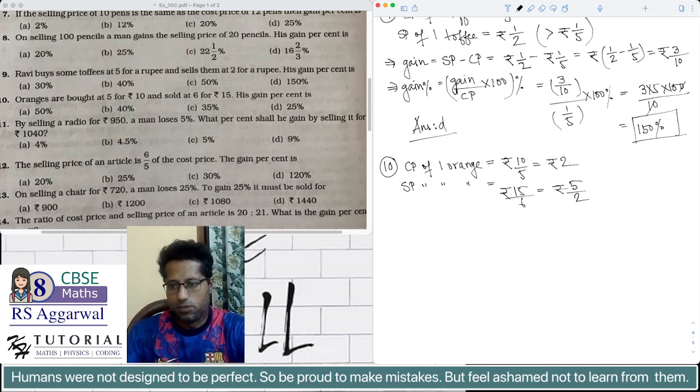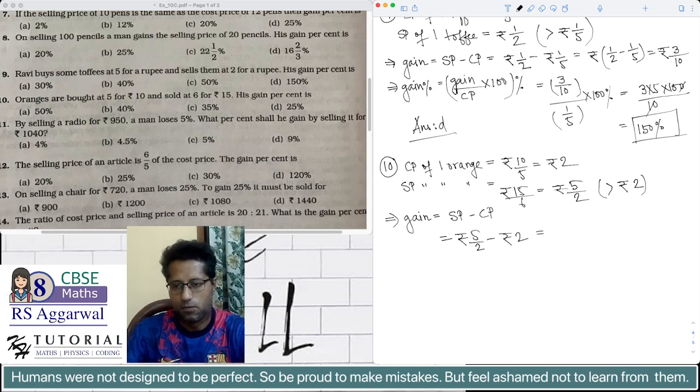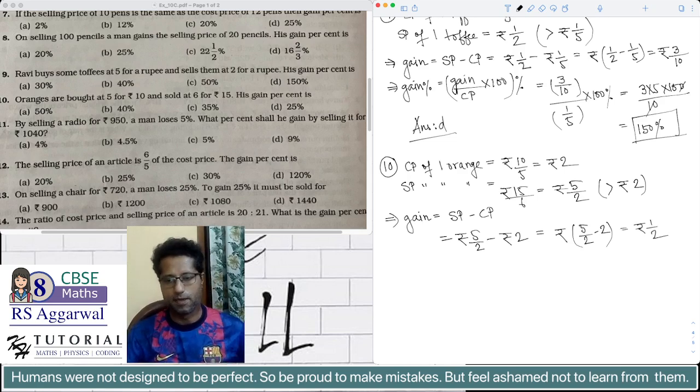Now 5 by 2 is definitely greater than rupees 2. So this implies the selling price is greater than the cost price, so there is a gain. Gain is selling price minus cost price, which is rupees 5 by 2 minus rupees 2, which is rupees 1 by 2. So this is the gain.